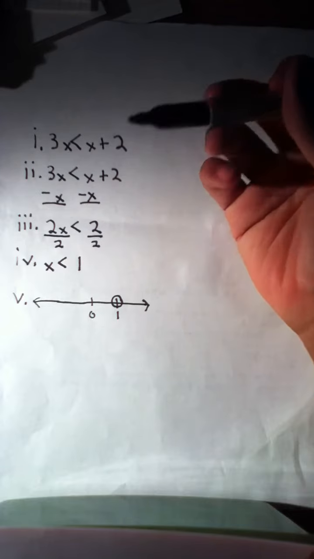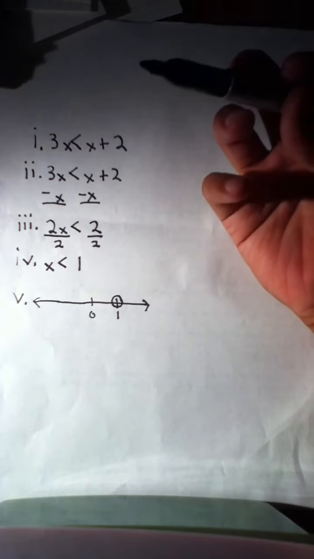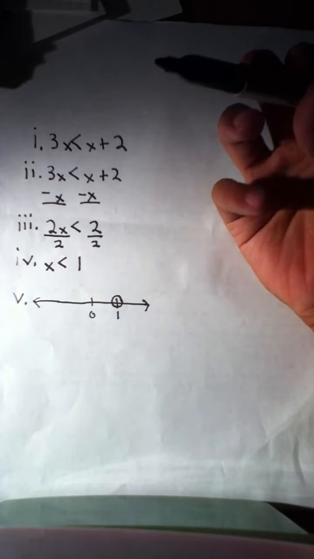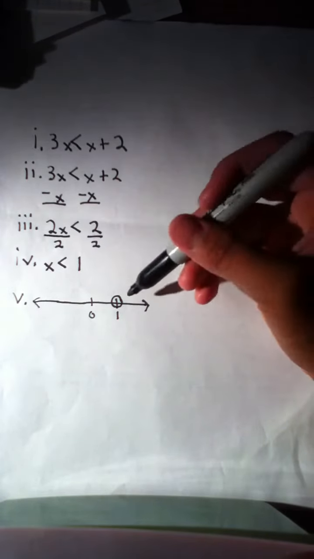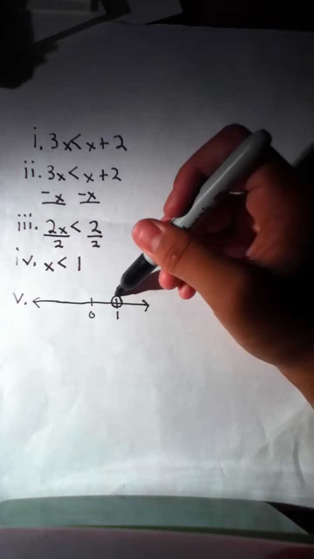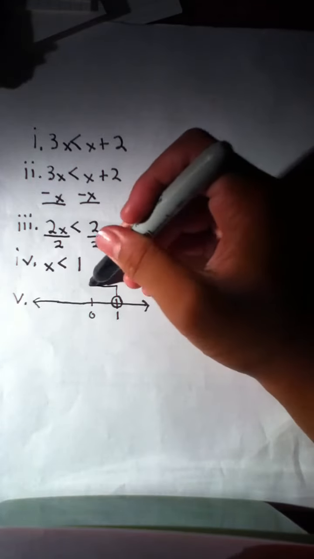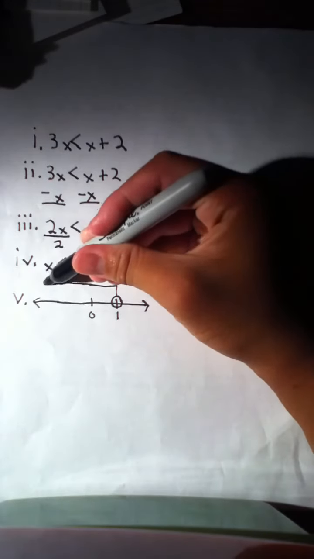But if it's less than or equal to, or greater than or equal to, you would make a closed circle. But this is less than, so it would be an open circle. And then the arrow would be pointing to the left because x is less than 1.